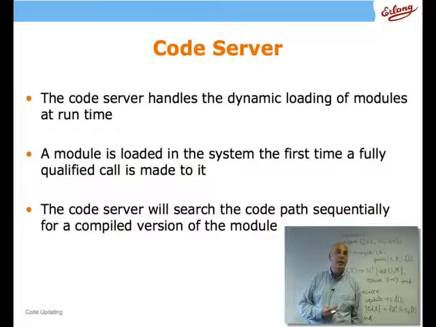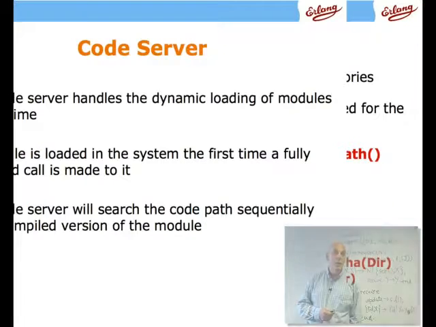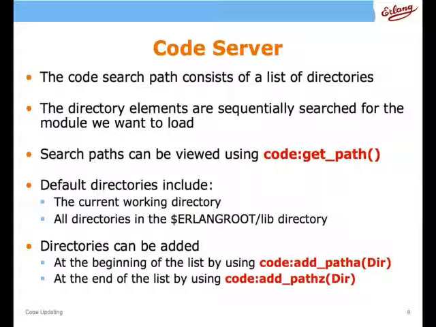So the code server is the mechanism that handles dynamic loading of modules. The code server has a fixed mechanism for looking for compiled versions of a module, and that's using what's called the code path. The code path is a list of directories, a list of folders. Those are searched sequentially for the module that we want to load, and it's loaded from the first place that it's found.